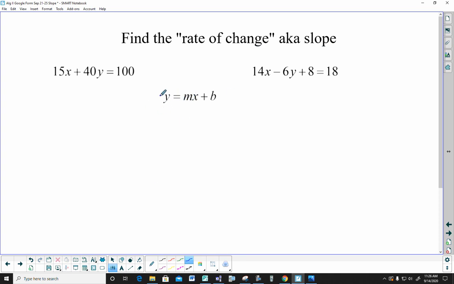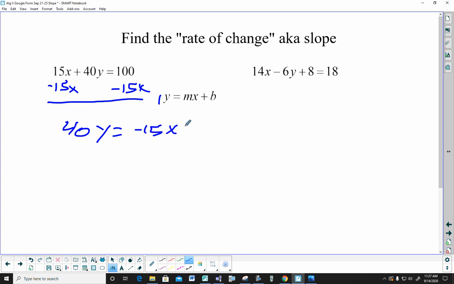But it has to look like this in order to read the slope out. In other words, you have to solve for y equals. So I need to solve for y. So I have to start by subtracting the 15x from both sides. So I have 40y is equal to negative 15x plus 100. Now I need to divide both sides by 40 because I need to get rid of that 40, and I have to divide everybody by 40.